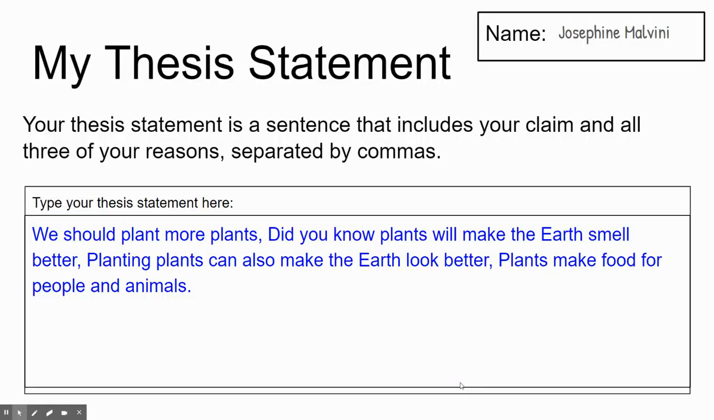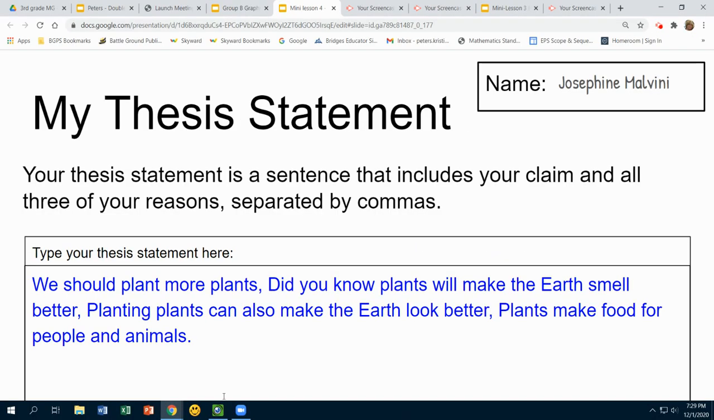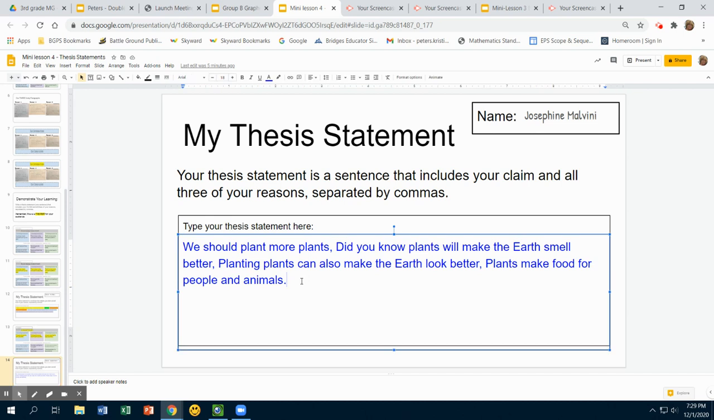So let's take a look at what she wrote. Actually, today's Wednesday, she wrote it yesterday for her thesis statement. It was a really good effort. And this is what she has. We should plant more plants. Did you know plants will make the earth smell better? Planting plants can also make the earth look better. Plants make food for people and animals. So she has her claim and she has her reasons, but I want to show you how we're going to take those. So it looks like she kind of bunched together sentences, and we're going to take a few words out and add a few words and write it like this. So I'm going to exit that so I can write in here.